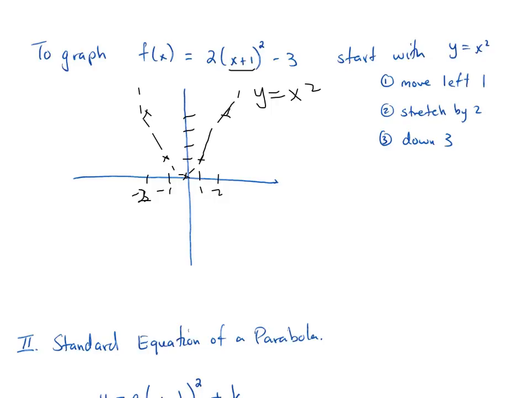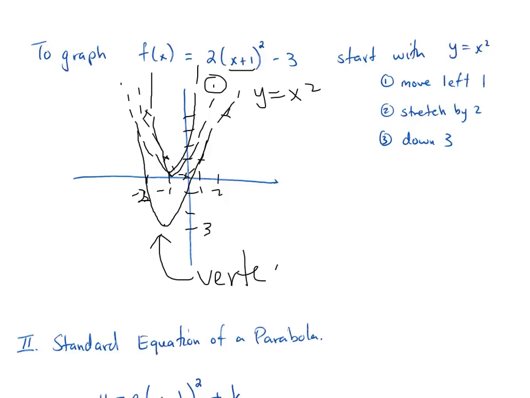We're going to move that to the left by 1. Every term gets moved over by 1. We're going to stretch that vertically by 2. So every y value gets multiplied by 2. So this y-intercept at 0, 1 now becomes 0, 2. So our parabola gets a little thinner looking. And then we're going to move this graph down 3. 1, 2, 3. So now we have a thin parabola that turns around right here. And what's special about this point is what we call the vertex, the turnaround point. Vertex or turning point.